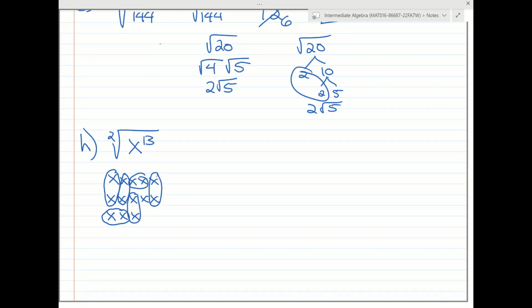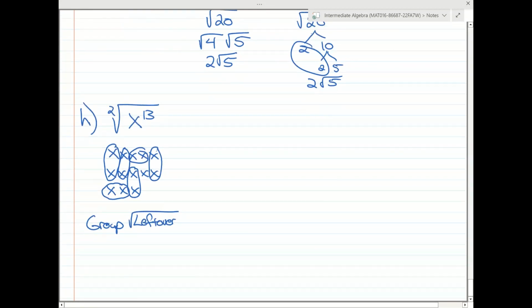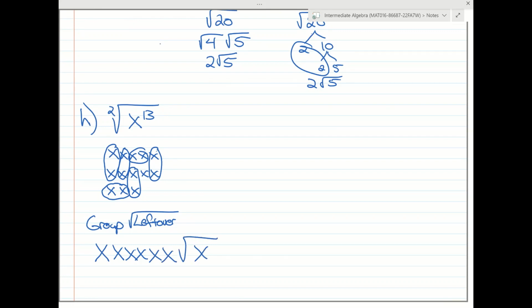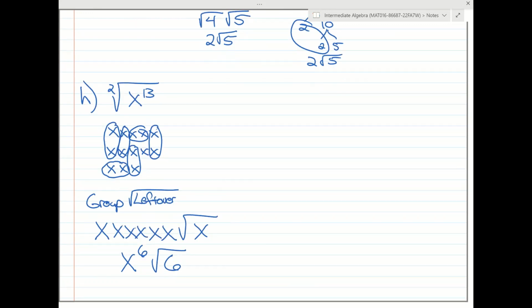So remember what the rule is. The groups go on the outside, and whatever's left over goes on the inside. So there's 1, 2, 3, 4, 5, 6 groups. And there's 1 left over, so x to the 6th root x would be our answer.